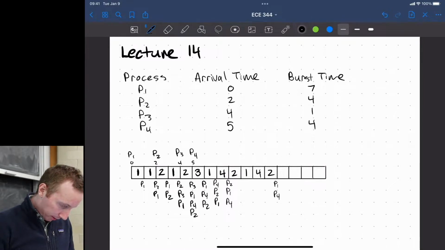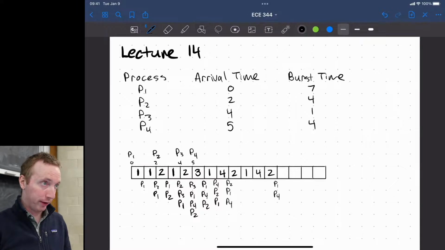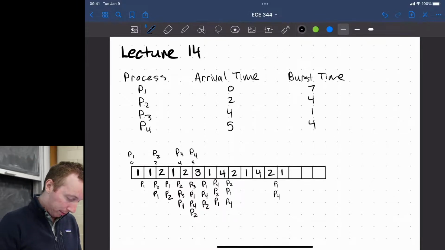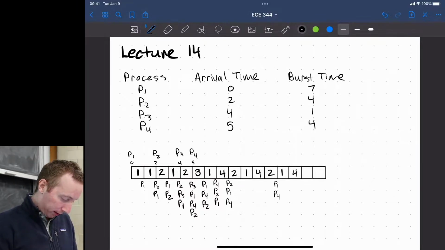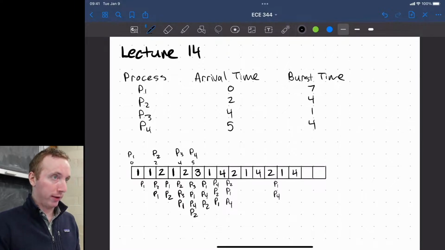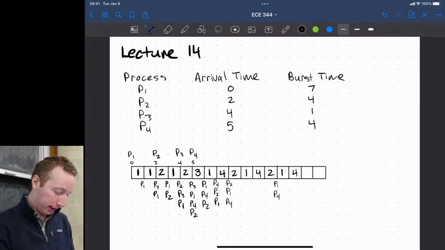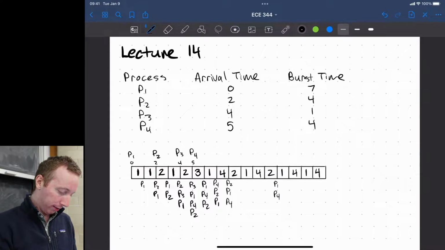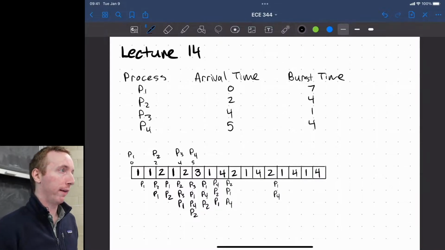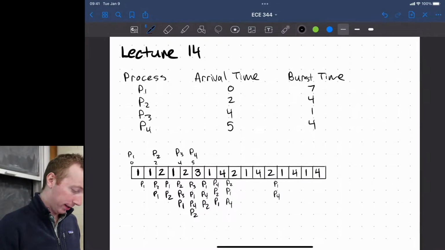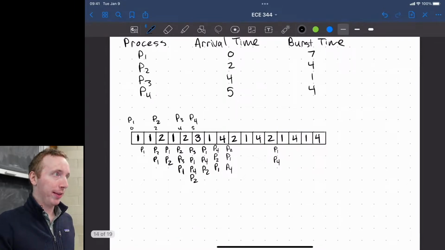So now we are just round robining between process 1 and process 4. So it would be 1, 4, and at this point, 4 still has 1 time unit remaining. It's not done yet. And then 1, 4, and now they're both done. All right. So everyone agree with that?